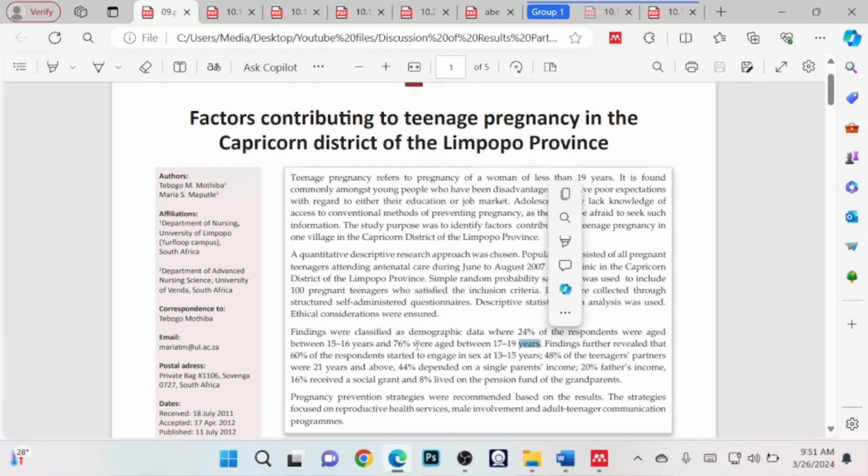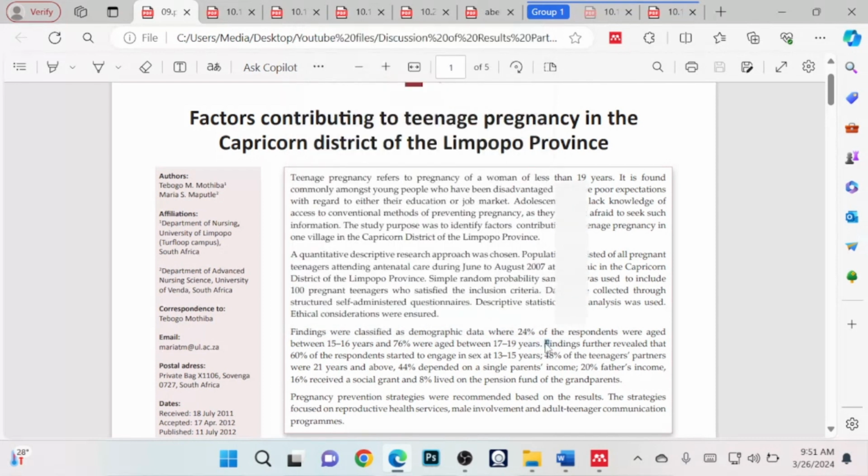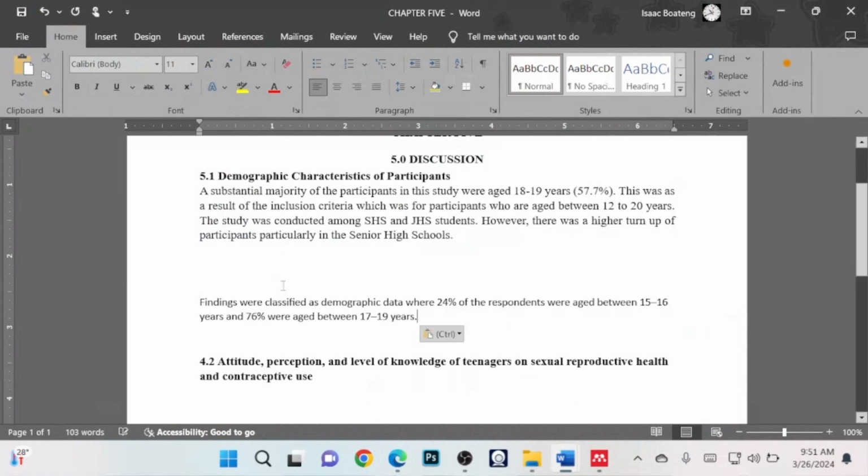Now, if you see something like this, 76% indicates a higher percentage of the participants that were aged between 17 to 19 years, which agrees with what I have. So I can copy this information. Let me do that quickly. I'll just highlight this one, then use Control C, copy it, and then bring it to my discussion. I can paste it anywhere here.